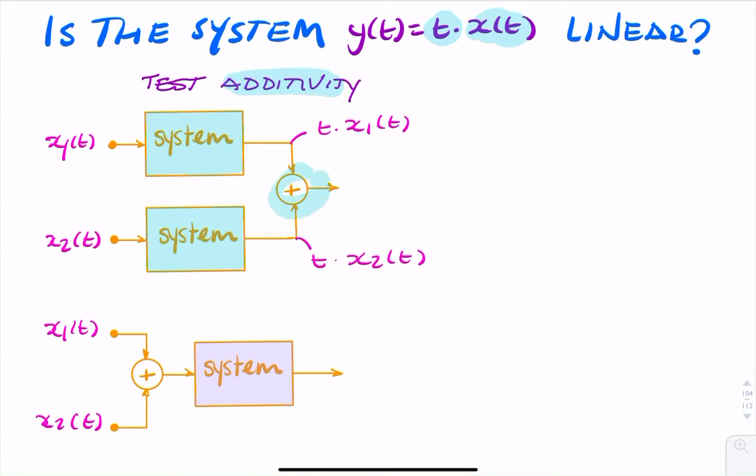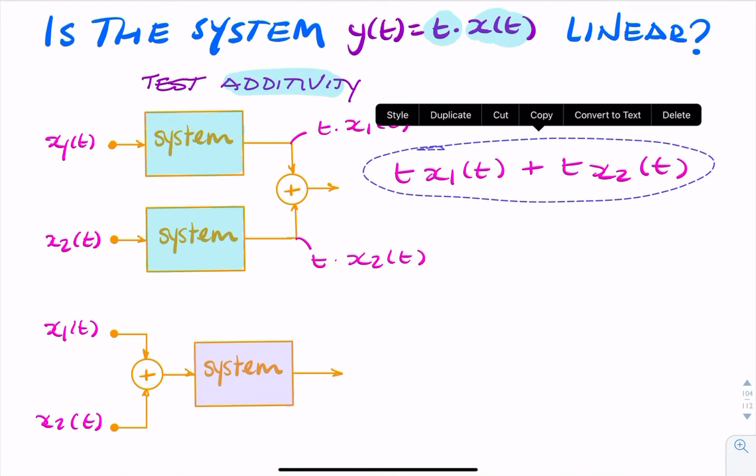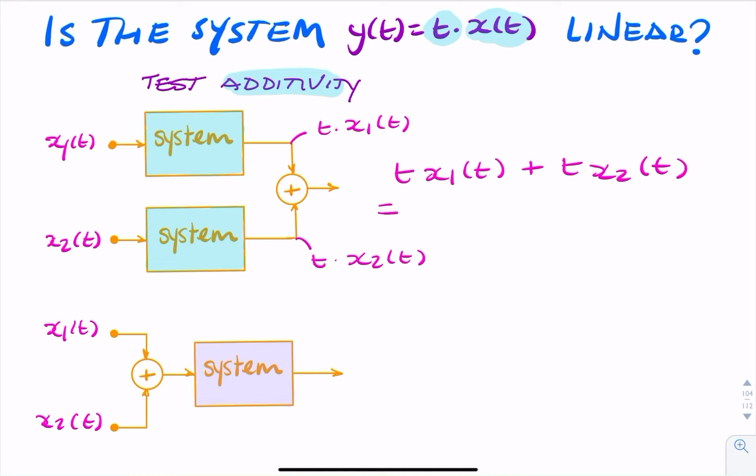And if I add those two outputs together, I get t x1 of t plus t x2 of t. And I guess we could rewrite that as t times x1 of t plus x2 of t.